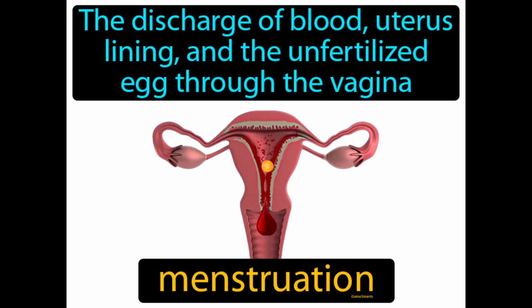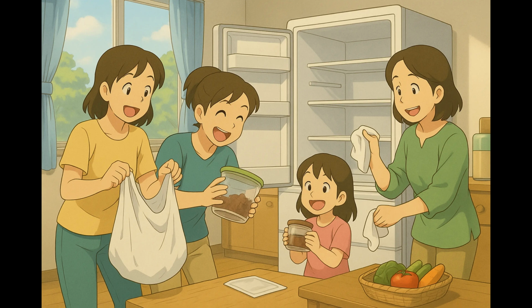The discharge of blood, uterus lining, and the unfertilized egg through the vagina. Menstruation. Menstruation is a natural biological process where the body sheds the lining of the uterus when pregnancy doesn't occur. Imagine cleaning out your refrigerator and finding old leftovers that need to be thrown away to make room for fresh groceries. This process is similar to how the body clears out the uterus lining, unfertilized egg, and blood during menstruation to prepare for a new cycle.